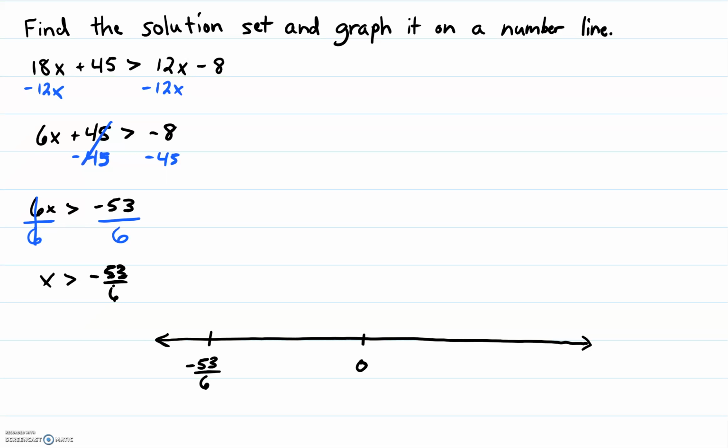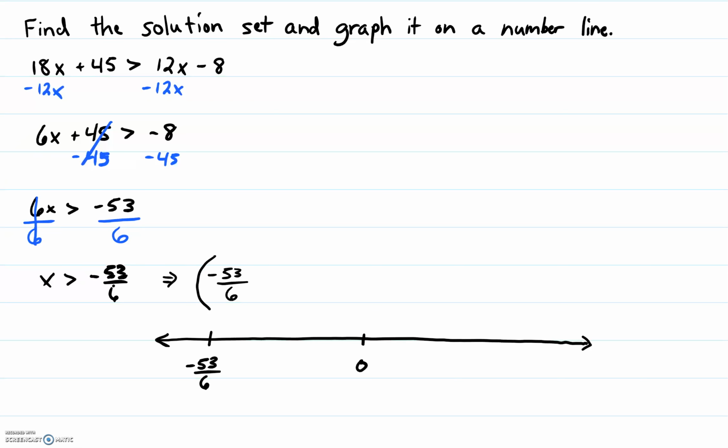And so now we need to interpret our answer. Let's go ahead and write our answer in interval notation, and then we'll translate it to the graph. So if x is bigger than negative 53 over 6, that means we want all of the numbers that are larger than or to the right of negative 53 over 6. So negative 53 over 6 is going to be the left-hand limit or endpoint, and we're going to put a parenthesis around that when we're talking about interval notation.